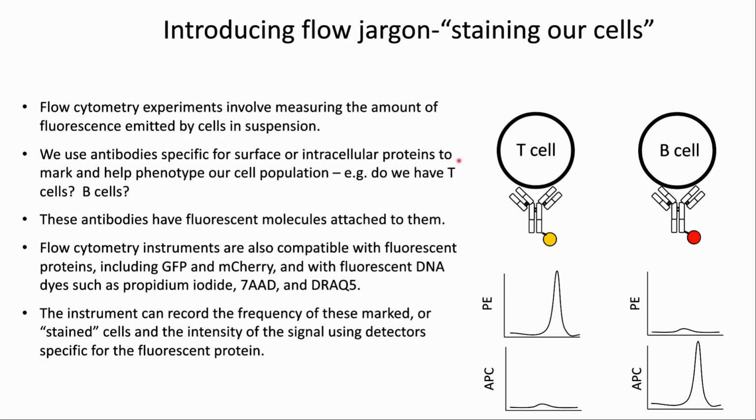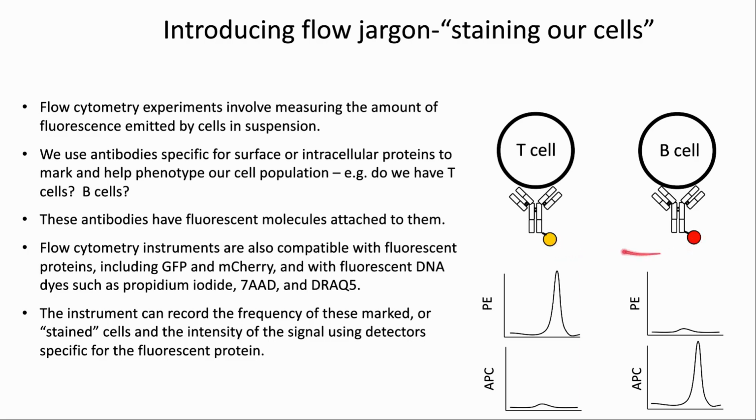In general, flow cytometry experiments involve measuring the amount of fluorescence which is being emitted by cells in suspension and loaded on the machine. We use antibodies specific for surface markers or intracellular proteins to help phenotype the cell population. In this case, for example, do we have T cells in our population? How many T cells do we have? Or do we have B cells? Are they activated? These antibodies, which are bound to the surface markers, have fluorescent molecules attached to them.